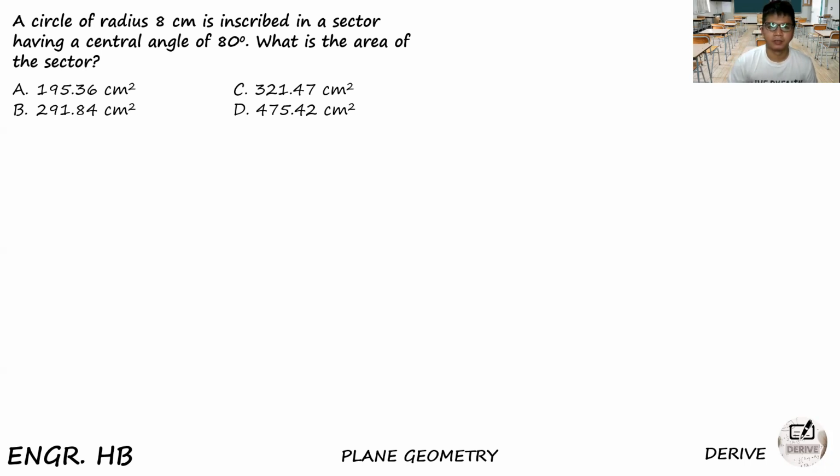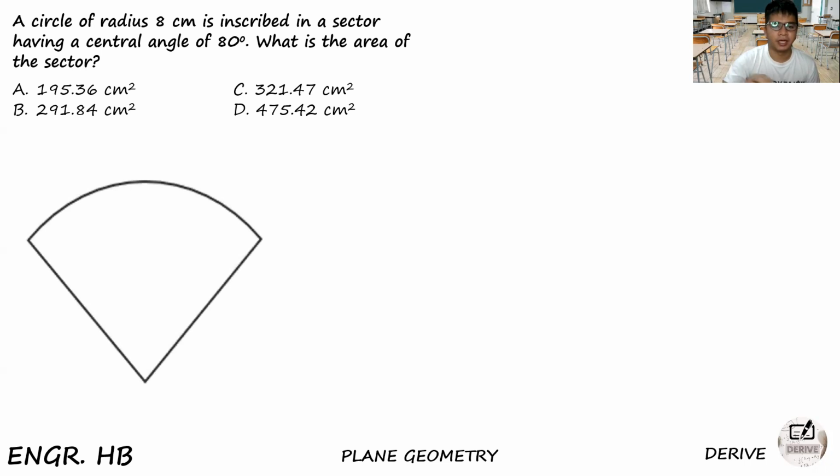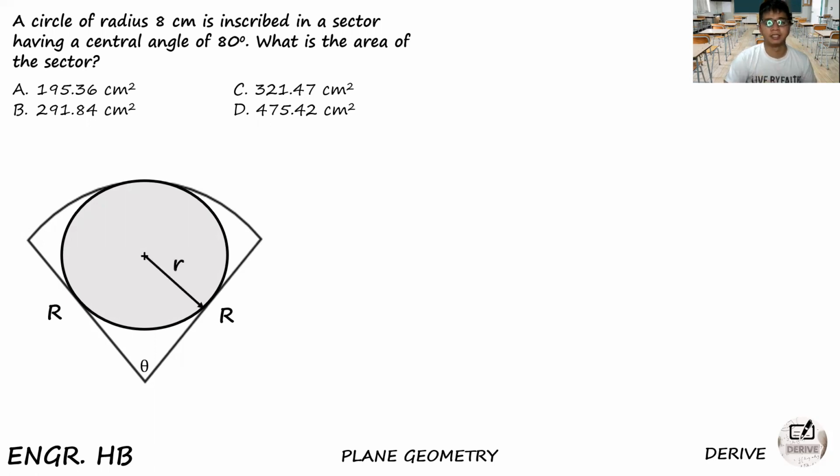Okay? So considering we have a sector here of radius of capital R and of course with a central angle of theta. So meron daw naka-inscribe na circle, ganyan ang itsura. Of course, this circle has a radius of small r or 8 cm based on the question. So the question is looking for the area of the sector. First, ano nga muna ba ang area of the sector? So the area of a sector is 1/2 R squared times theta.